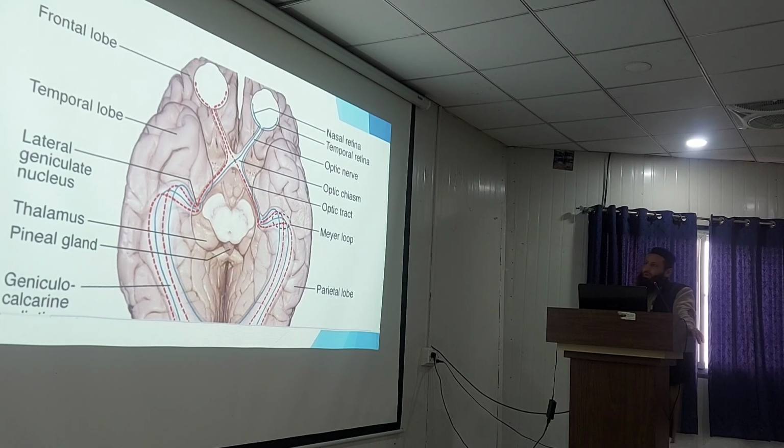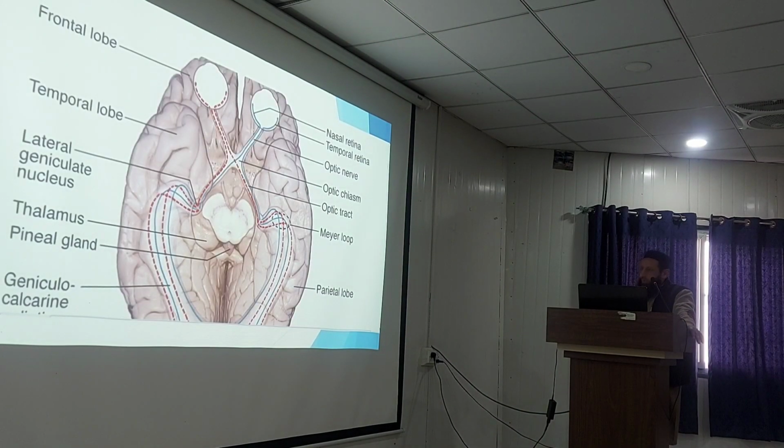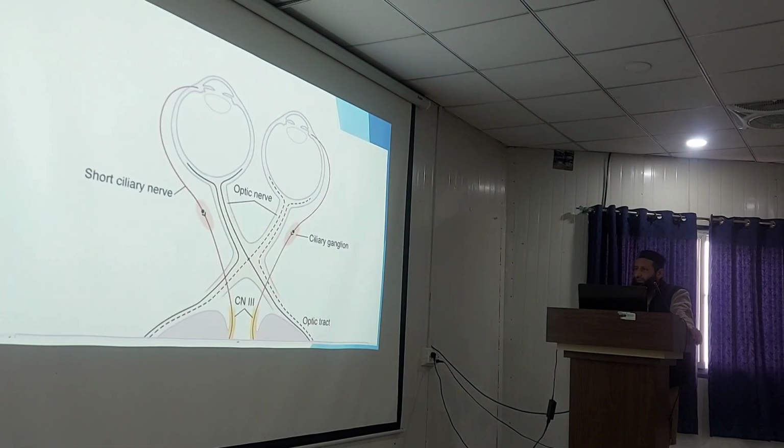The same anatomy which we all know. Here the decussation occurs. When the occipital lobe is affected by trauma or something else, the pupillary reflex will remain intact, because see here, this is the pupillary light reflex.